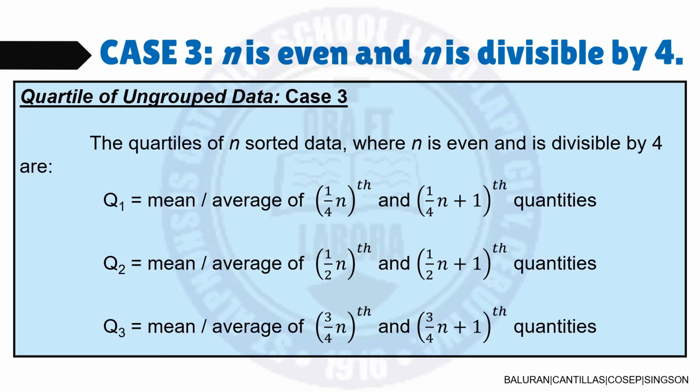We have the first quartile, which is equal to the mean or average of the two formulas 1/4 times n and 1/4 n plus 1. Then for the second quartile, that is the mean or average of 1/2 n and 1/2 n plus 1. Then for the third quartile, still it is the mean or average of 3/4 n and 3/4 n plus 1.